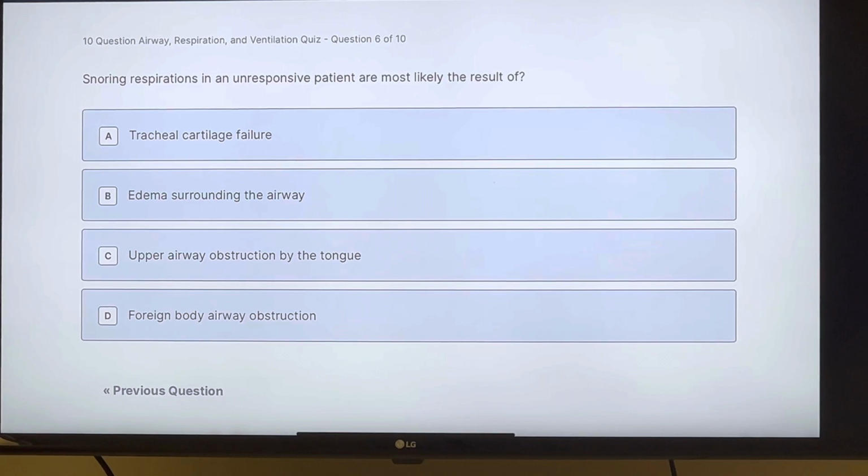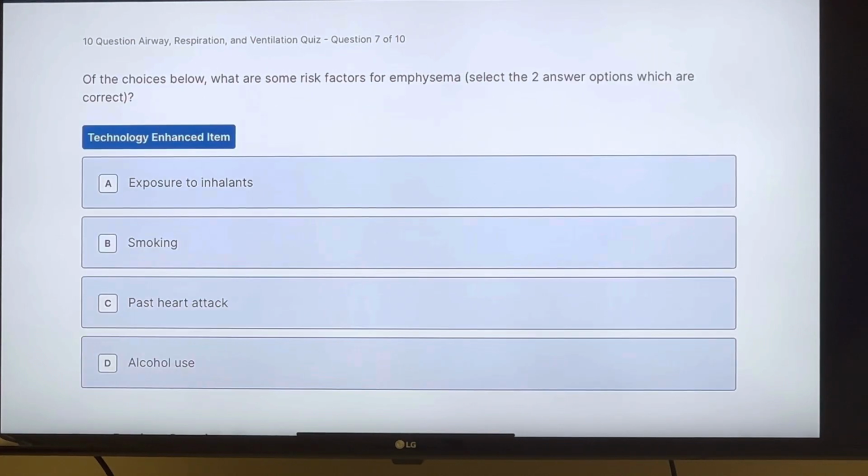So it could be either B or C then. Pick one and roll with it. Edema again. Wait, edema is fluid or swelling. I know I'm wrong for this, but I'm gonna pick C. C. We shall see.